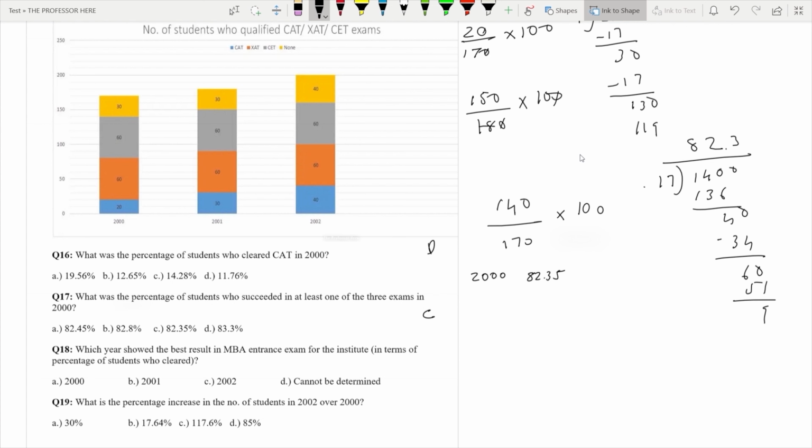You can divide by 6. So 250 divided by 3, which becomes 83.3.